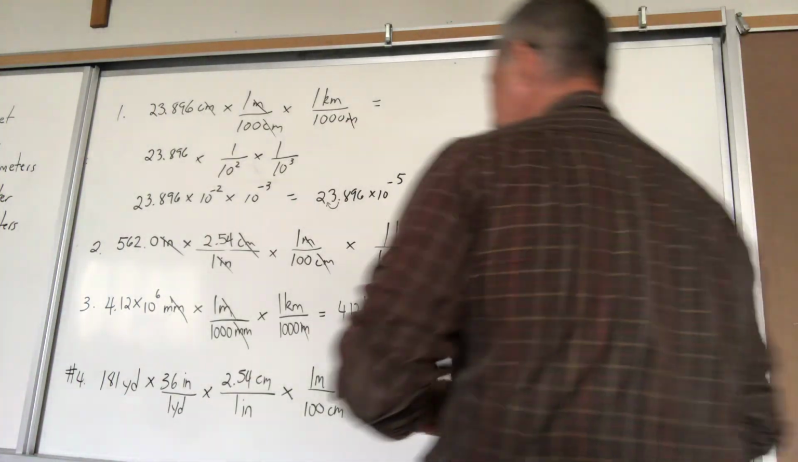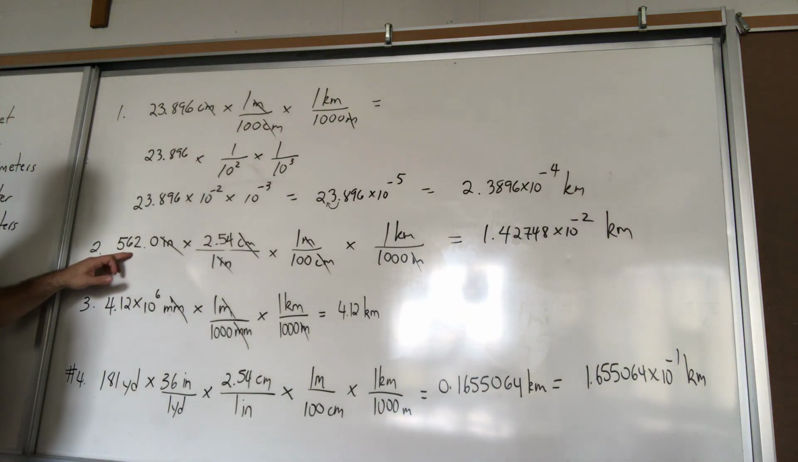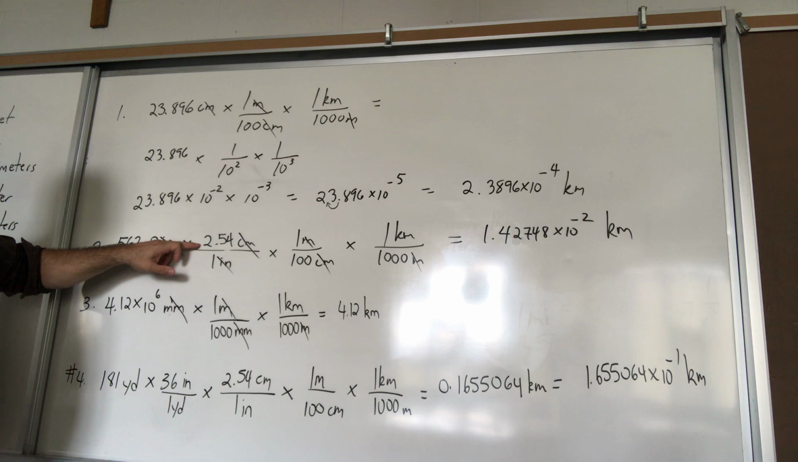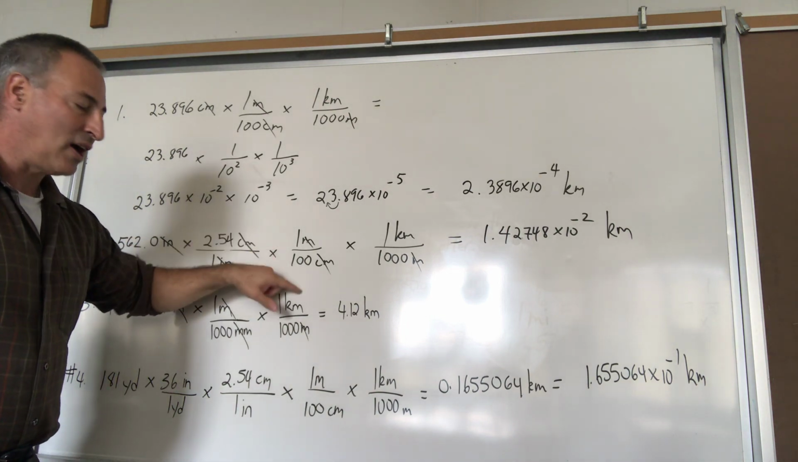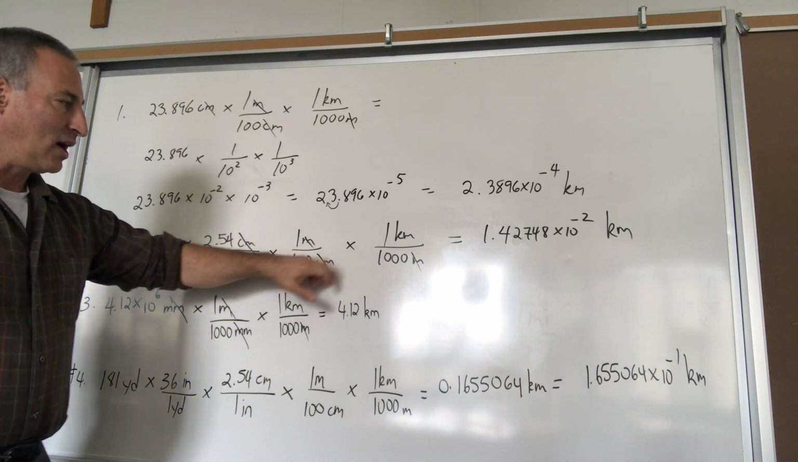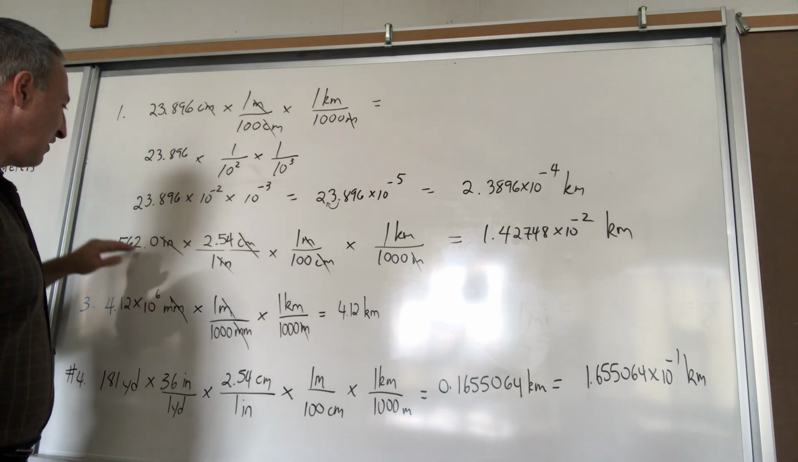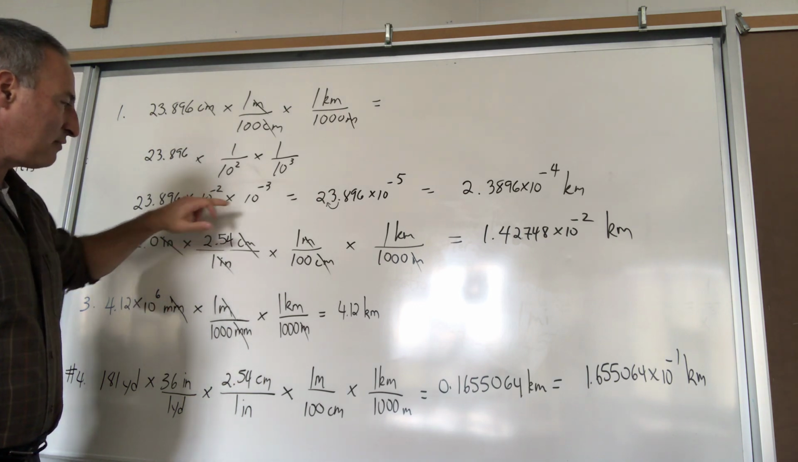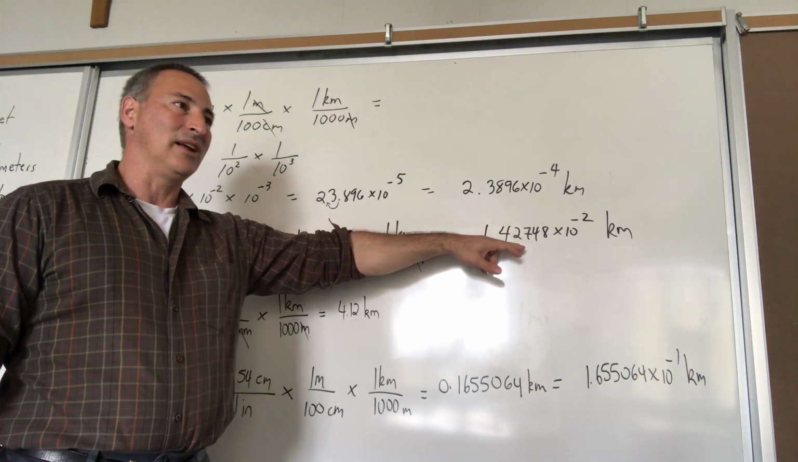When you enter this in your calculator, this is how you're going to do it. You're going to say 562 times 2.54. I know it says times there, but you're going to divide, because this 100 is in the denominator. Likewise, you're going to say divide 1,000. So when you enter it in your calculator, you're going to say 562 times 2.54 divided by 100 divided by 1,000. That's the final answer you're going to get.